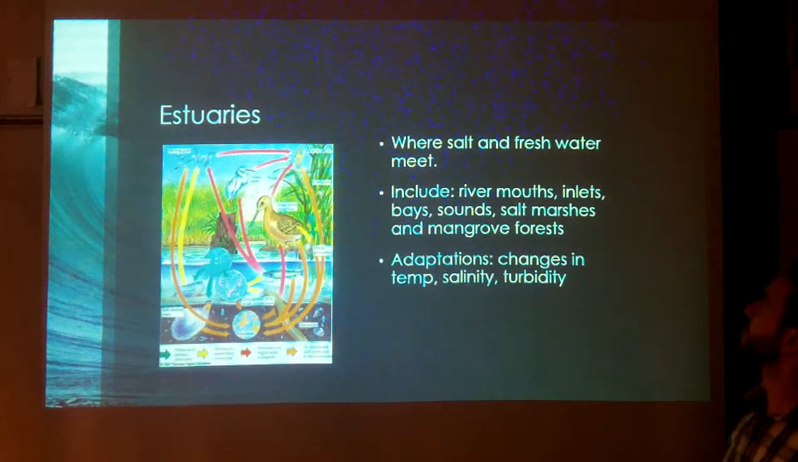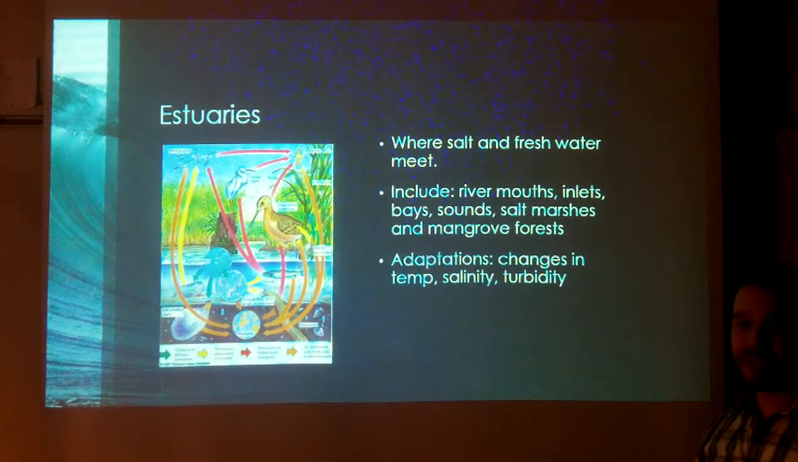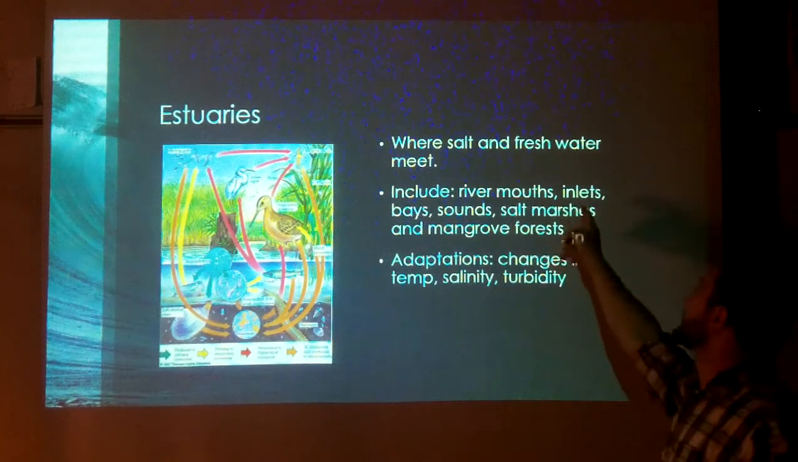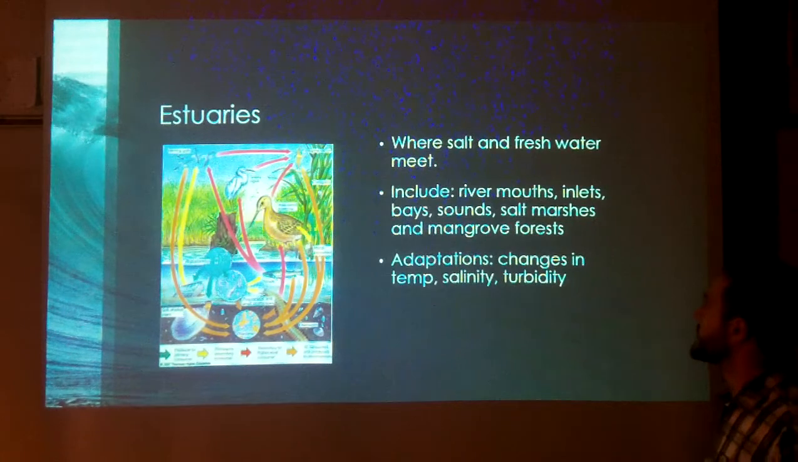Estuaries are where salt and freshwater meet. This is part of that intertidal zone moving up into the wetlands on the coast. So it includes rivers, mouths, inlets, bays, sounds, salt marshes, and mangrove forests.